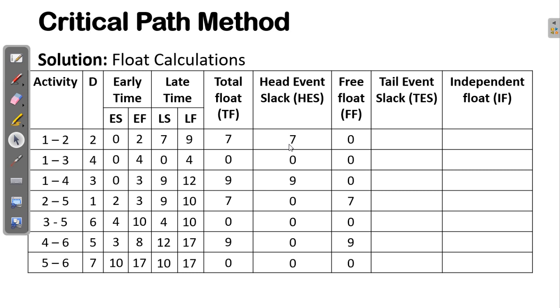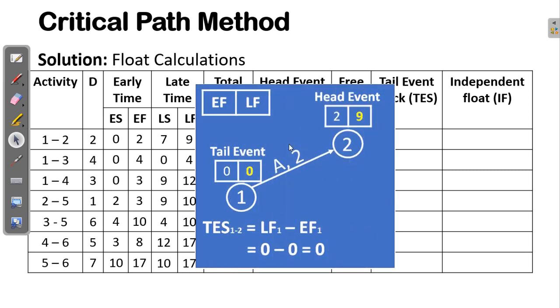The last part is the independent float, but we need to compute the tail event slack. So for the tail event slack, consider this part here. I explained earlier that an activity basically has two nodes. The beginning node is called the tail, and the end of the activity is called the head event. The difference from the head event slack is that we use the information at the head of the activity there, while now we are going to use the information at the tail of the activity.